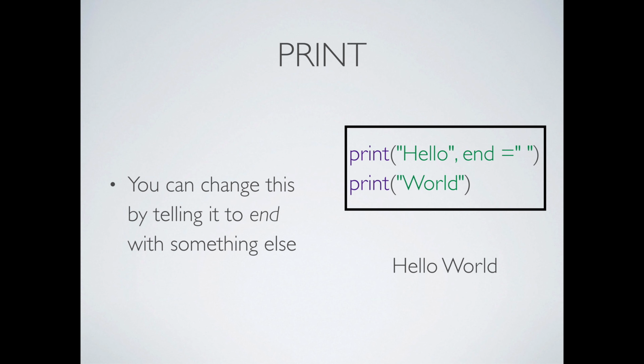So this is if you want to avoid the fact that print always prints on its own line. You can change what it ends with by saying end equals some other string. It can be any string that you want. This example just has a space character. You can change it to whatever you want though.